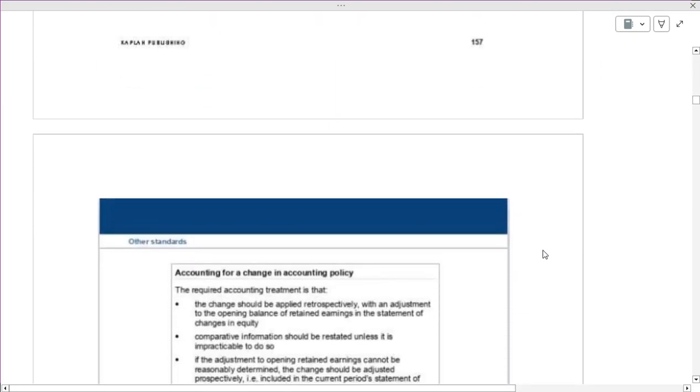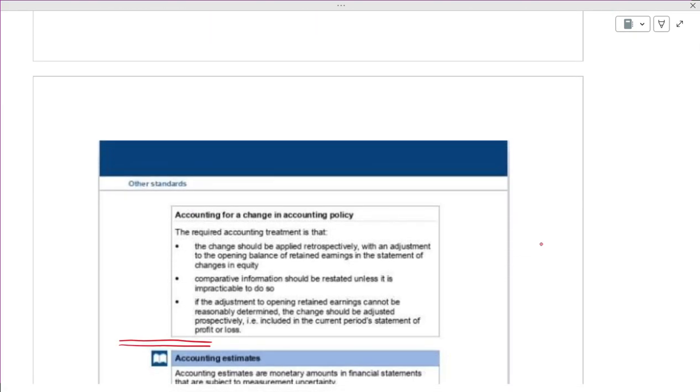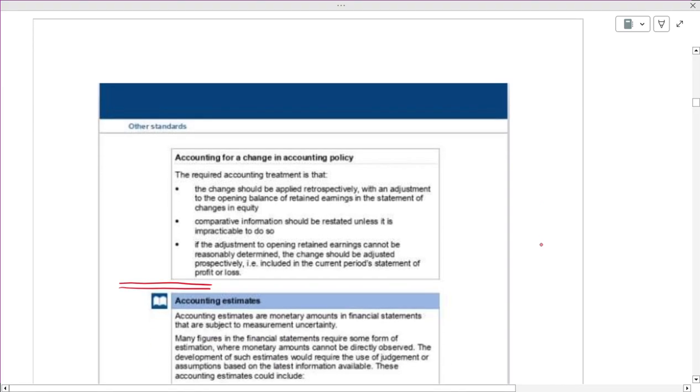Fine. Now, accounting for a change in the required accounting treatment, how you are changing is very important. The change should be applied retrospectively. Retrospectively means previous year also, from the beginning, with an adjustment in the opening balance. Retained earnings is nothing but the profits in the statement of changes. Profits also we have to change. Expenses increase or decrease, profits will get affected. Get my point? We have to change with the opening balance of the retained earnings.